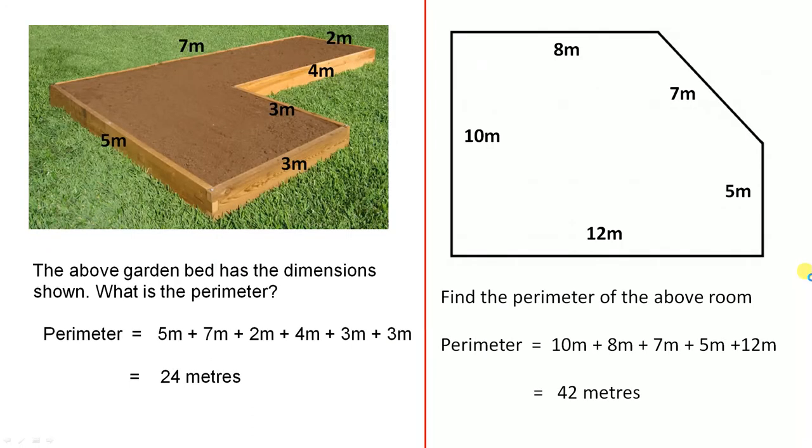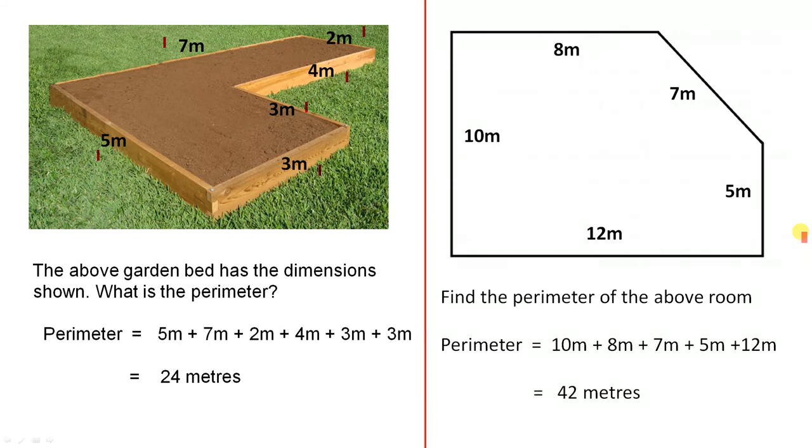The above garden bed has the dimensions shown. What is the perimeter? All we do with this is start at one place and go around systematically. So 5 meters plus 7 meters, plus 2 meters, plus 4 meters, plus 3 meters, and another 3 meters. We add all those up, and we get 24 meters.